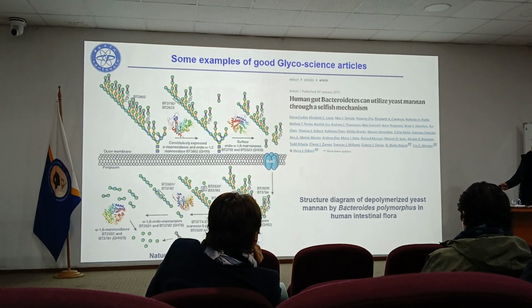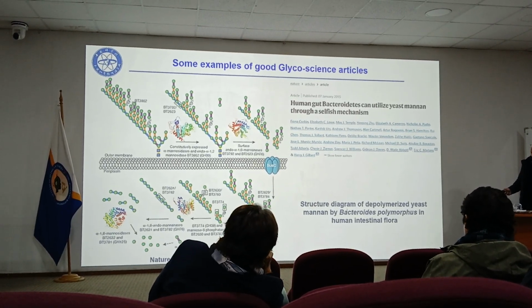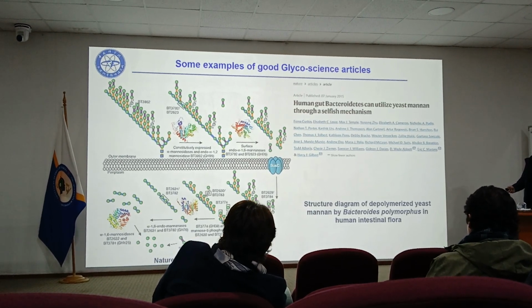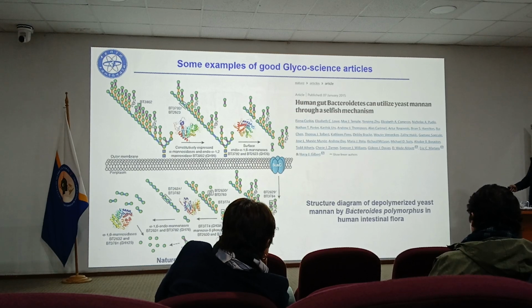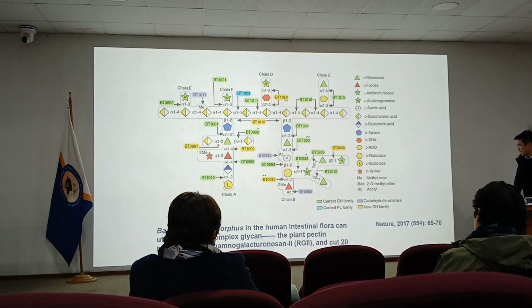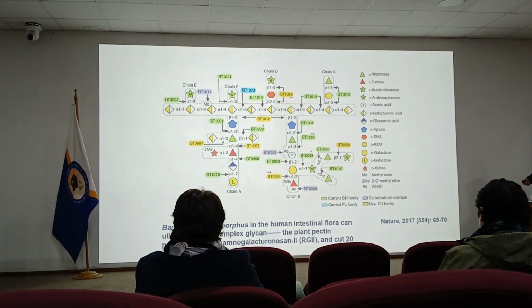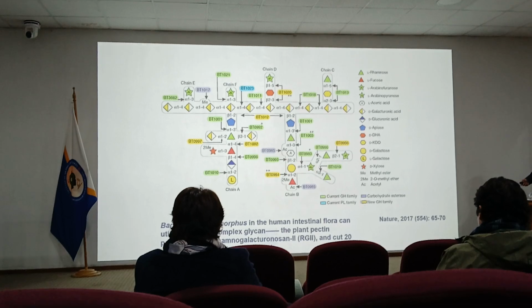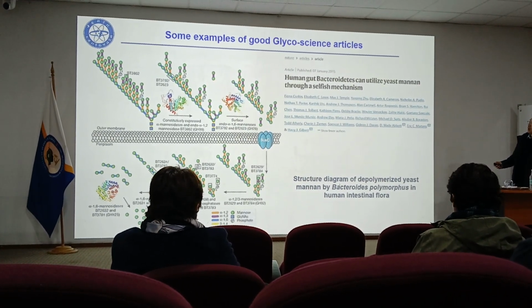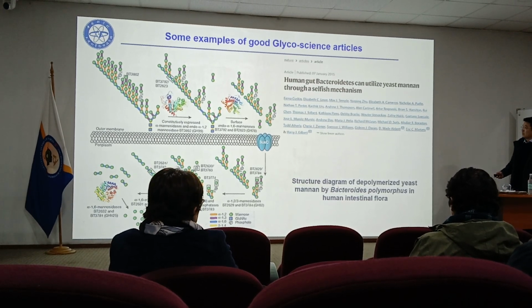One aspect is about polysaccharides being used by gut microbes. These are mannan, and these are pectin. About 10 or 8 years ago, they published lots of papers on how microbes use the different polysaccharides.